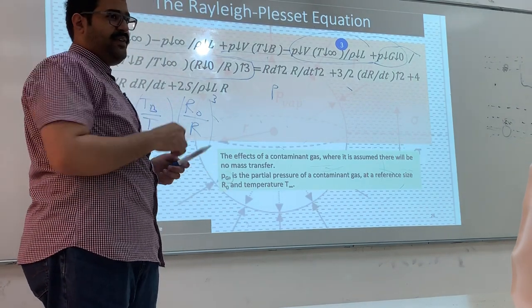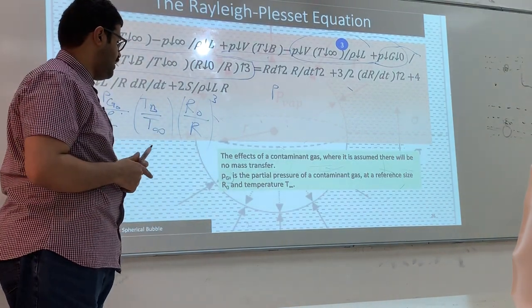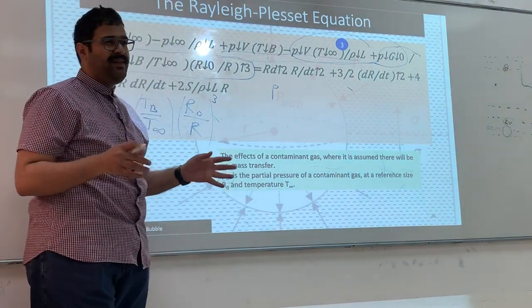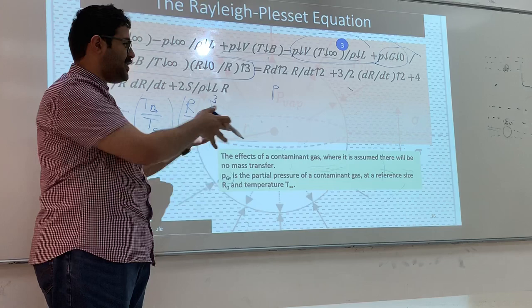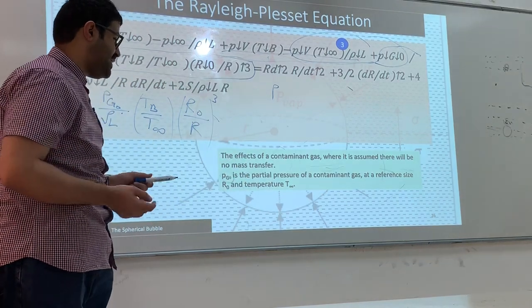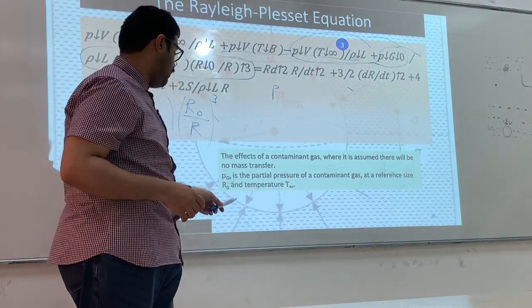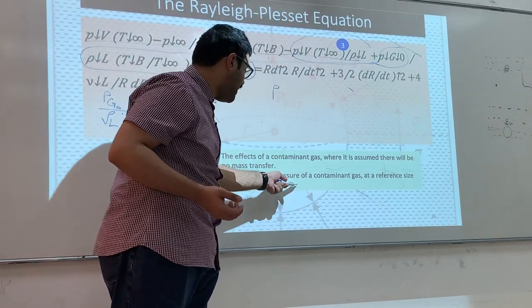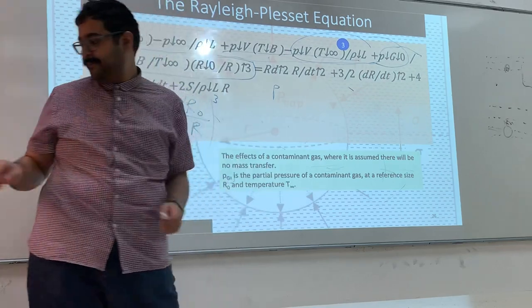But it's also because of phase transitions. You saw, because of thermodynamics, we know that everything changes in terms of other things. So we can't just say the partial pressure of contaminated gas. We have to look at the radius of the bubble, which means the volume, and the temperature throughout.